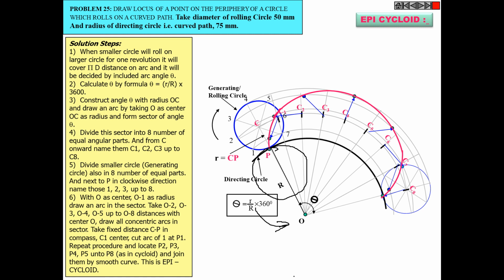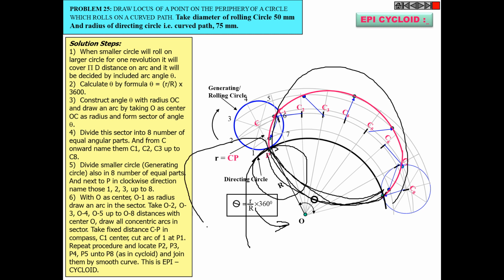So in this case, you will get a curve like this. For hypocycloid, you will get a curve like this. The only difference is in epicycloid, this rolling circle rotates on the outermost periphery of the bigger circle in clockwise direction or in anti-clockwise direction. If it is in clockwise, you are getting a curve like this. If it is anti-clockwise, you will get a curve like this.